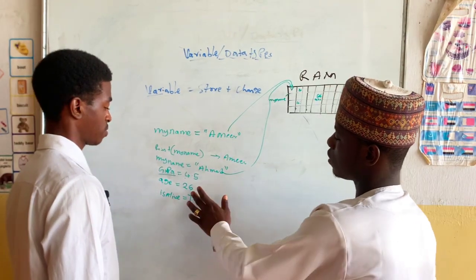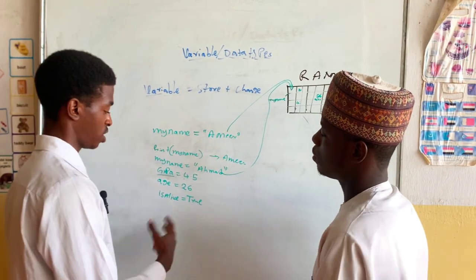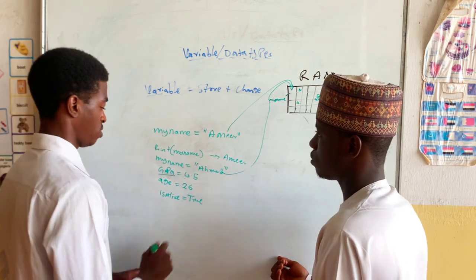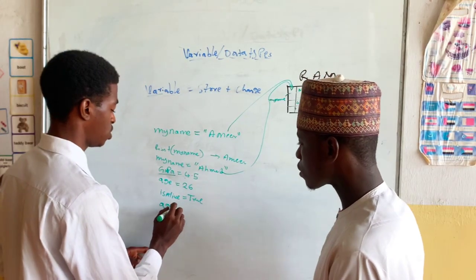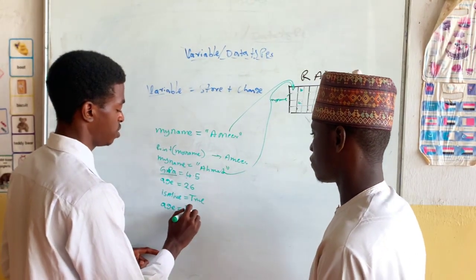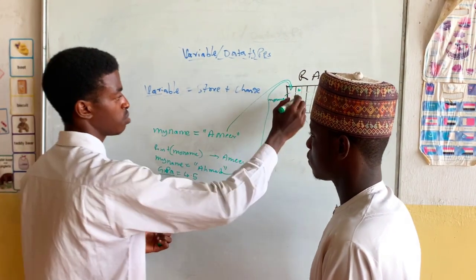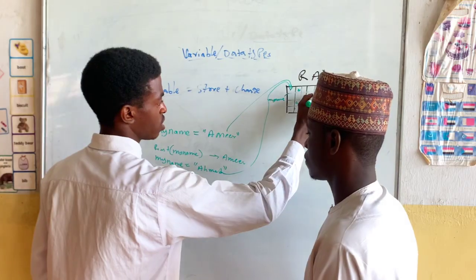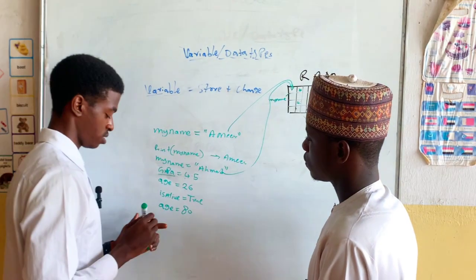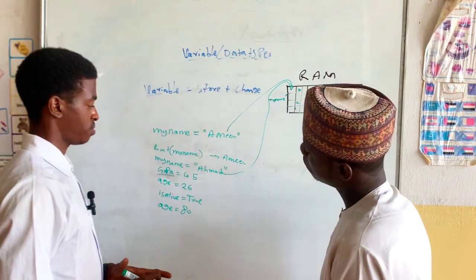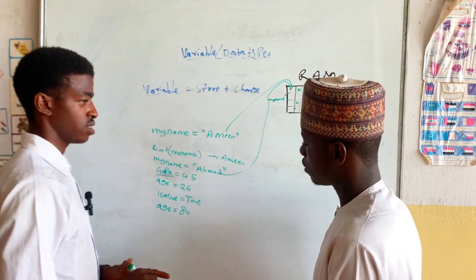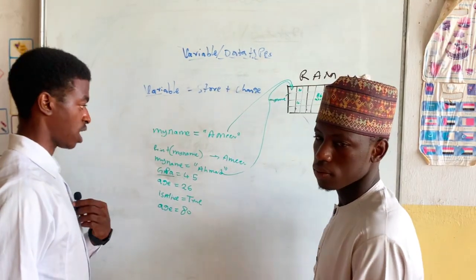But even this age, can we change it? Yes, we can change it. For example, I can come down here and say age is equal to maybe 80. I completely change it. So whatever I store inside this memory space is now going to change to 80. Okay. No question? So let's go and do the practical aspect.